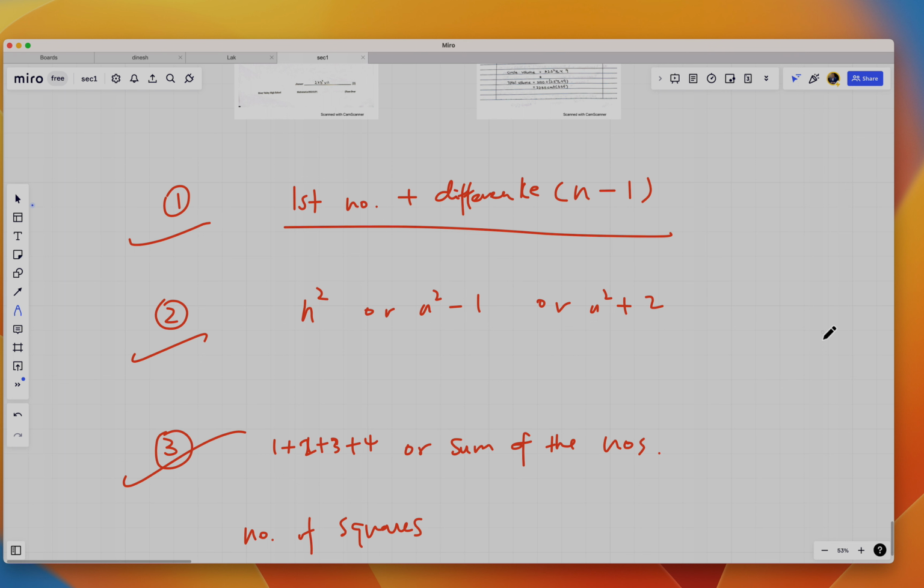But then I tried this, the first number plus difference bracket, and which one is the first number? Square number is 1. No, which one are you talking about? The number of squares. Okay, good. So which one is the first number? 1. You ask yourself, which one are you looking at now? I'm looking at number of squares. Okay, look at me. And the pattern is plus 4. So what is the first number?